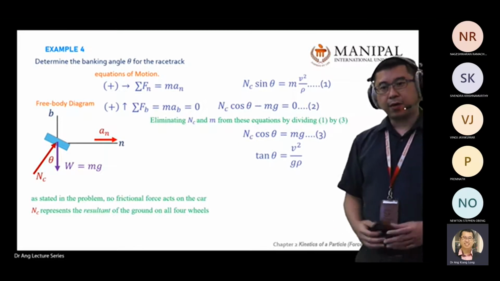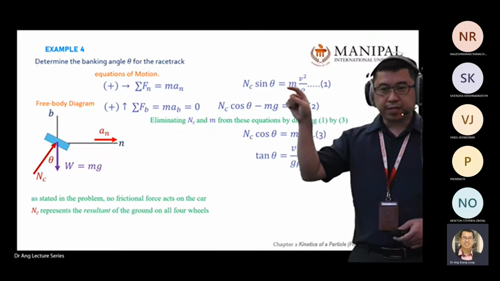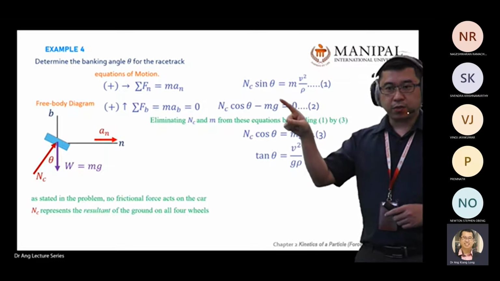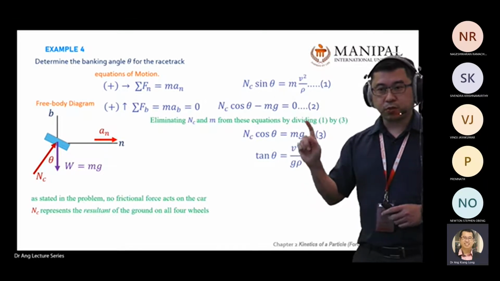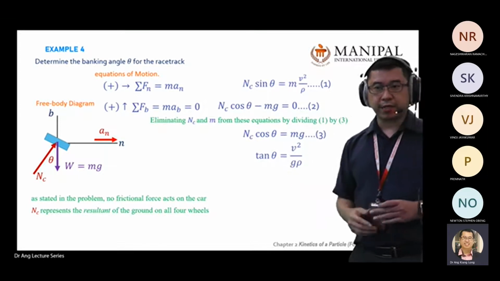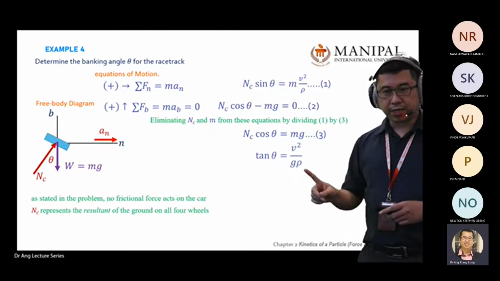Okay? Or in your personal revision notes, you write: when you see sine and cos, straight away you use a trigonometry equation. So you take the first one divided by the second one to get the trigonometry equation. Sine divided by cos, you get tangent. So you can take 1 divided by 3, you get this equation.